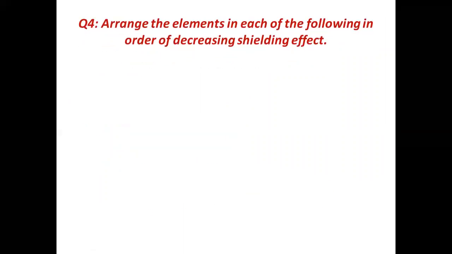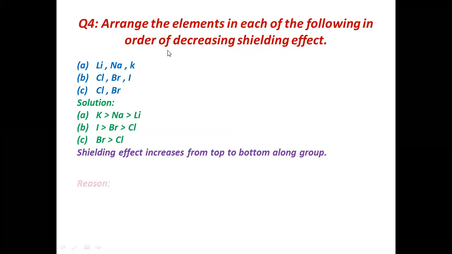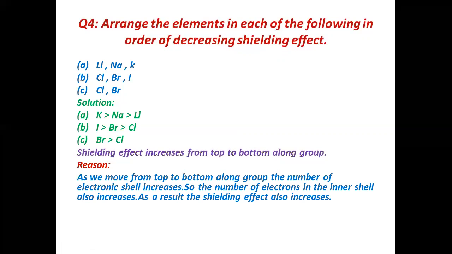Question number 4. Arrange the elements in each of the following in order of decreasing shielding effect. The first case is lithium, sodium, and potassium. Second is chlorine, bromine, and iodine. And the third case is only chlorine and bromine. As I told you before, the shielding effect increases from top to bottom along the group.